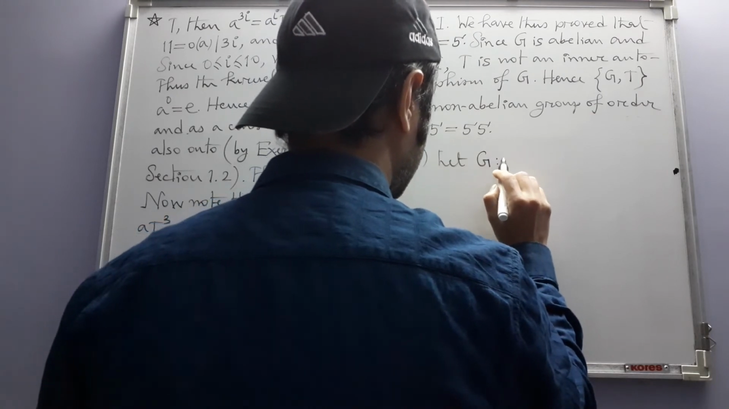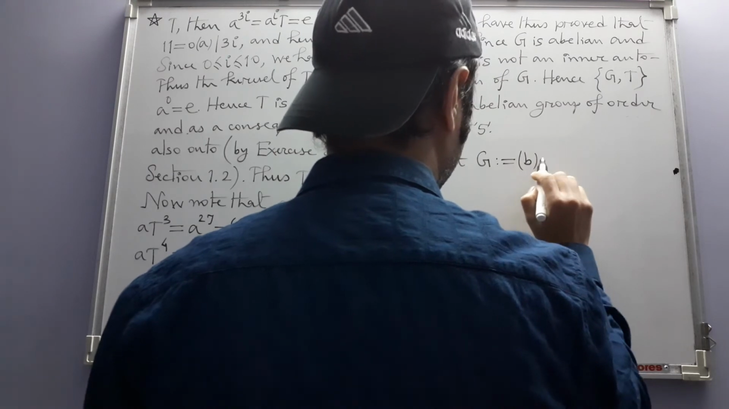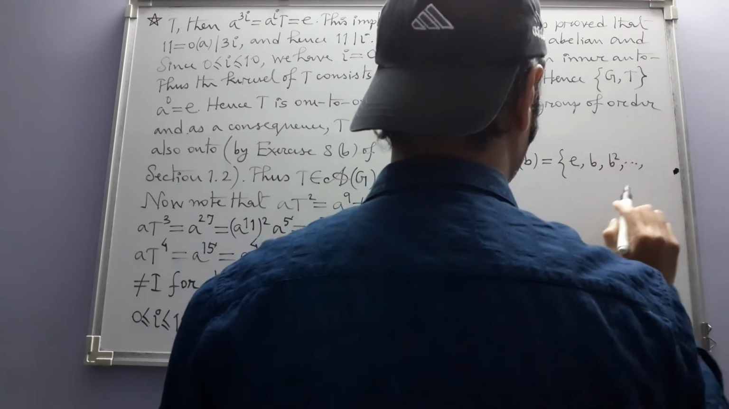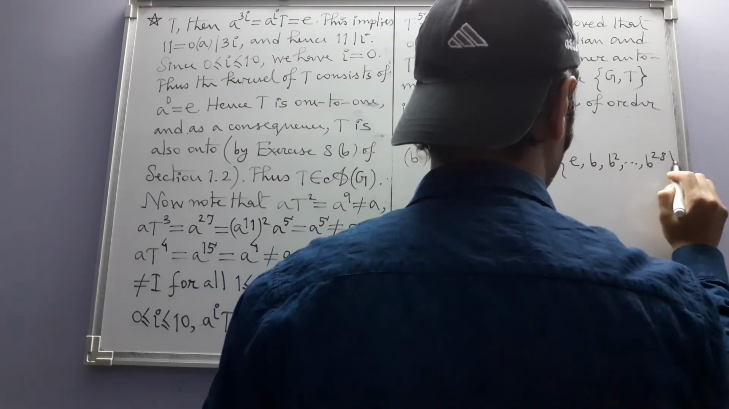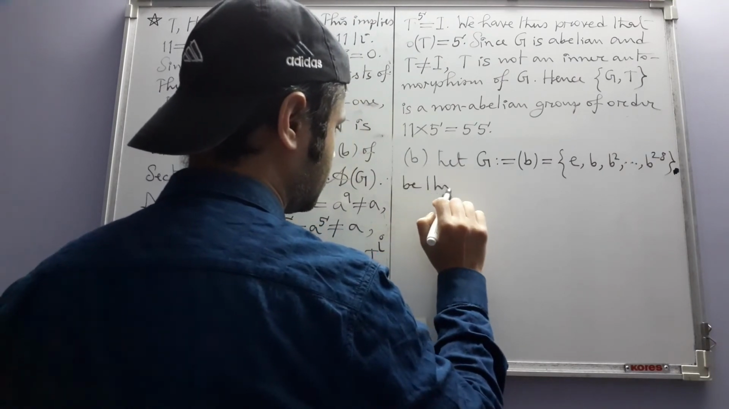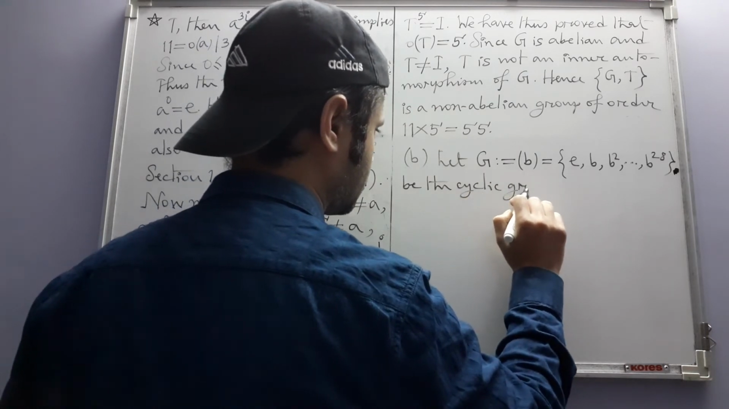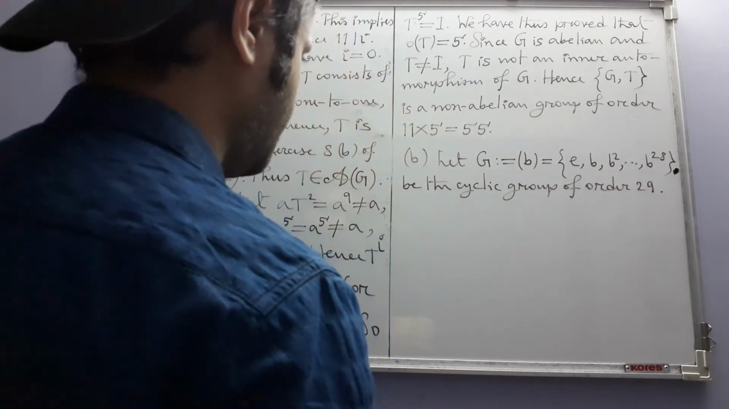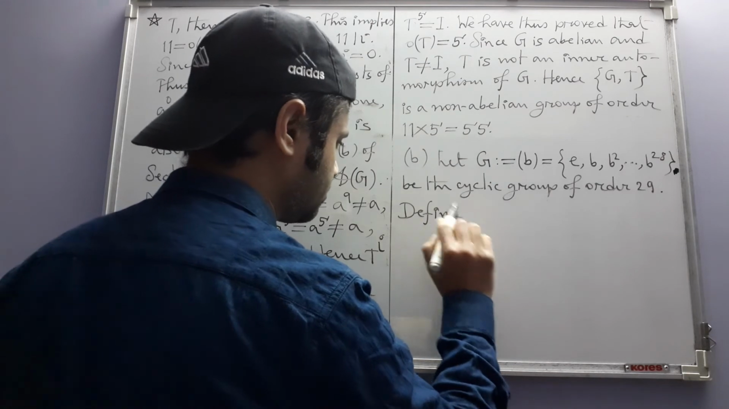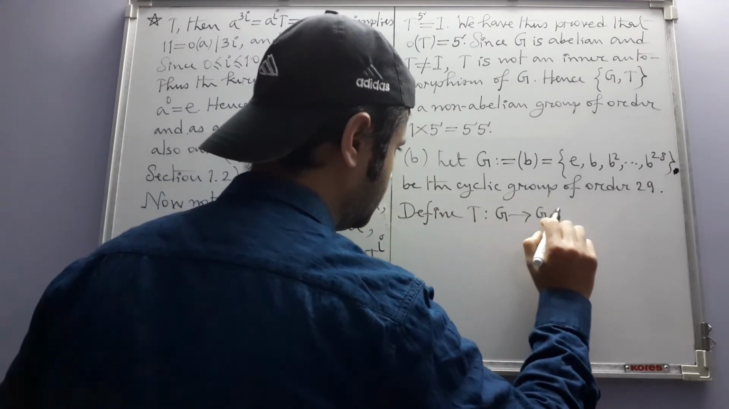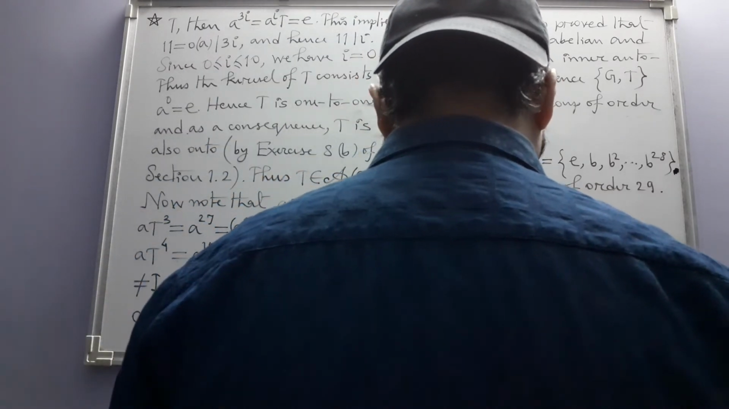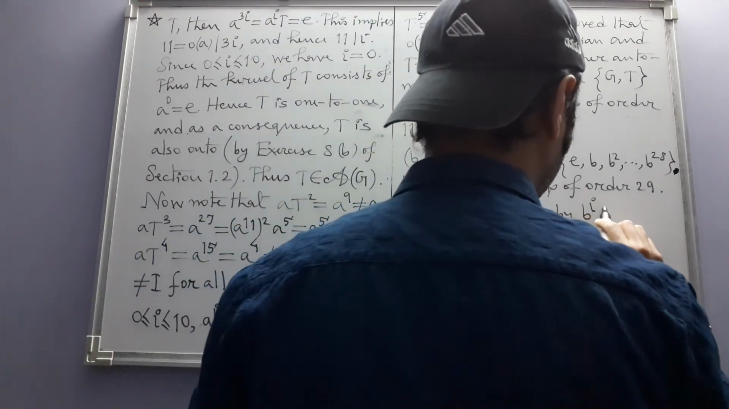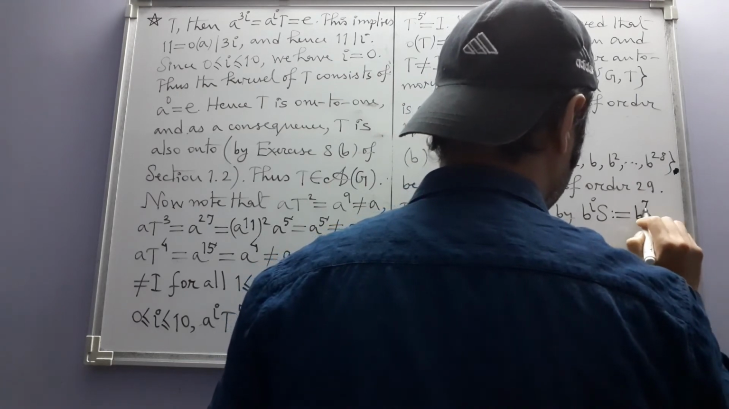Let G equal to the cyclic group generated by b, this time let's take b as another generator, b to the power 28, the cyclic group of order 29. Define a map from G to G. Instead of taking that same T, let us take S. The S image of b to the power i is b to the power 7i.